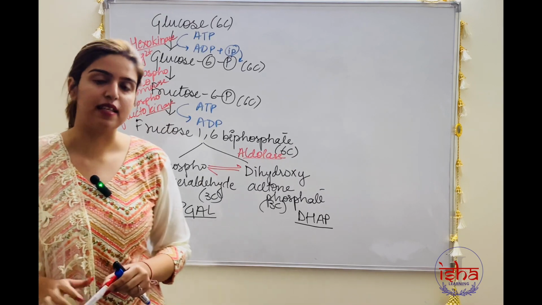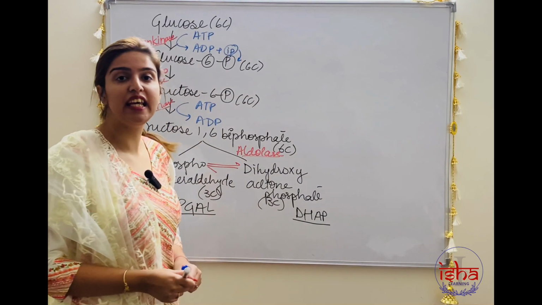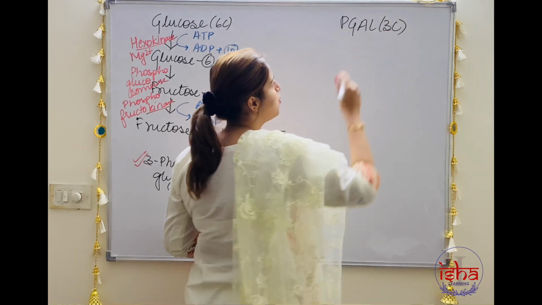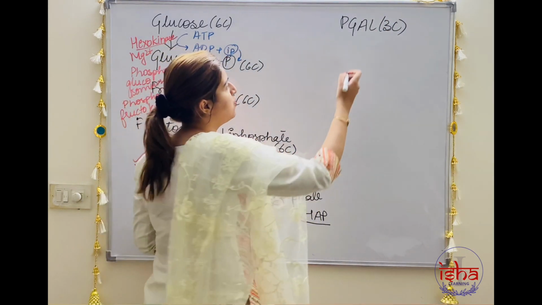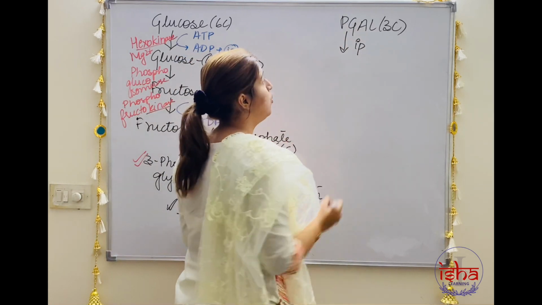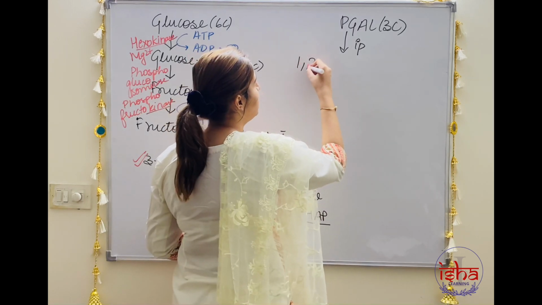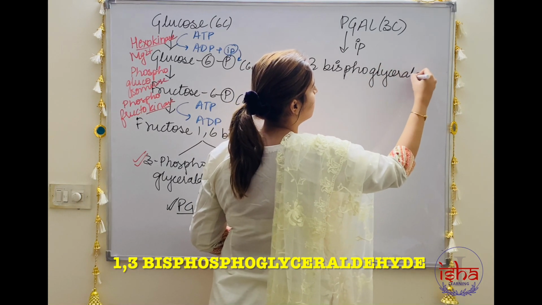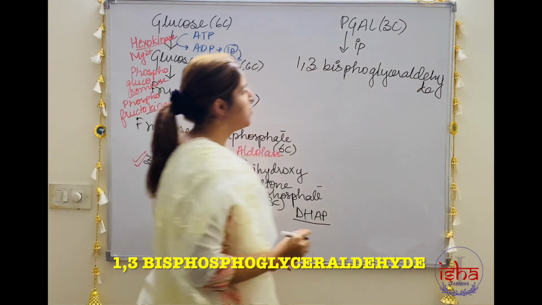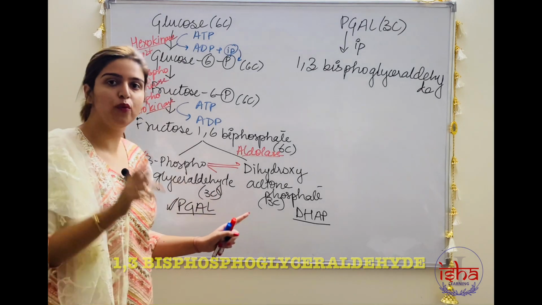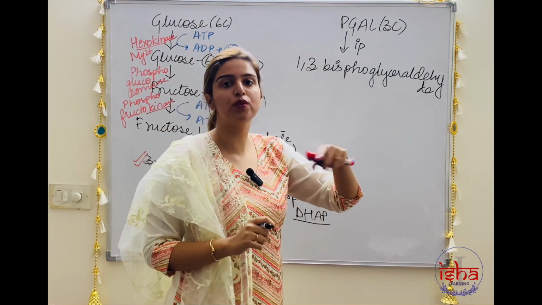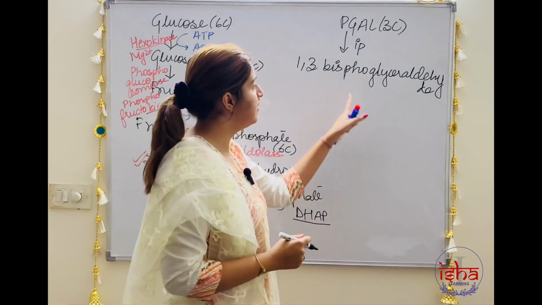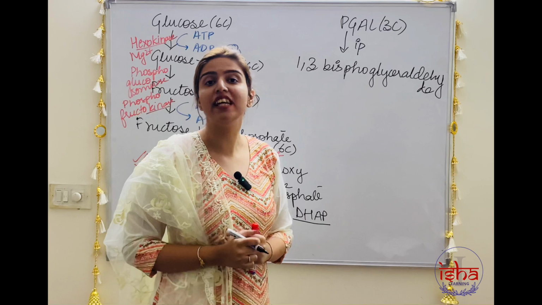So now let's look at the next step. Now let's continue with this PGAL molecule and let's see what happens. Now this PGAL molecule is a 3-carbon compound. So we are looking at only one half of the reaction. So now this PGAL molecule is going to add an inorganic phosphate and get converted into 1,3-bisphosphoglyceraldehyde. So here you see that we had only 3-phosphoglyceraldehyde, one phosphate group. In this case, another phosphate group is going to get added and this is going to get a bisphosphoglyceraldehyde molecule. In the next step, this aldehyde is going to undergo an oxidation reaction.